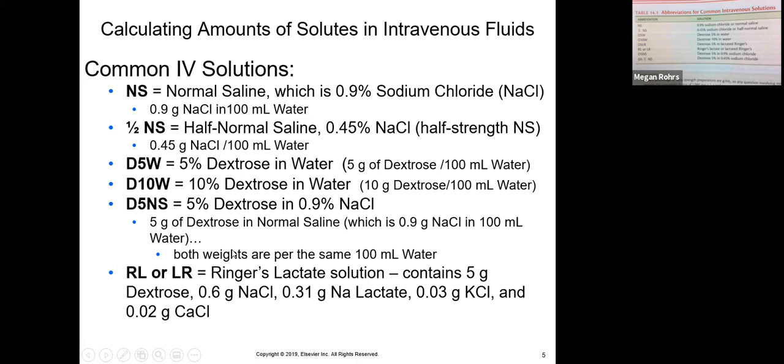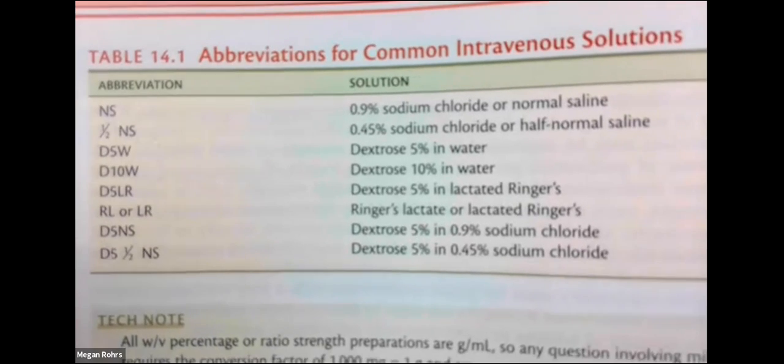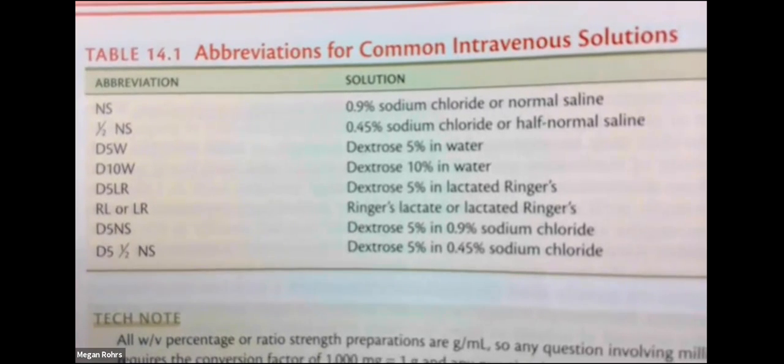And then this last one here, Ringer's lactate or lactated ringers. You'll hear it both ways. It's just a combination of dextrose, sodium chloride, lactate, potassium chloride, and calcium chloride as well. So once again, these are just common base IV solutions in which we would add in active ingredients to prepare those medications. And like I said, these are also in your book on page 330, this table 14.1.